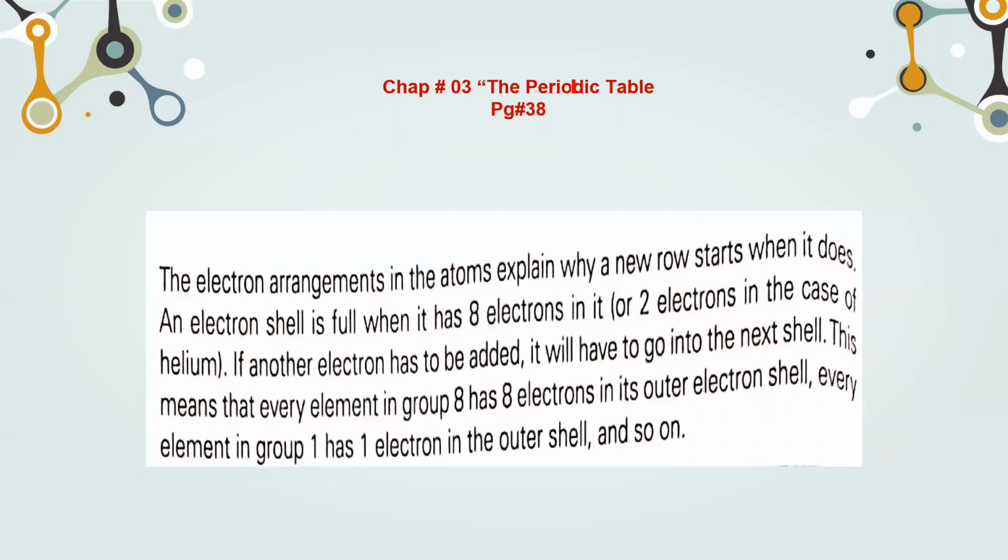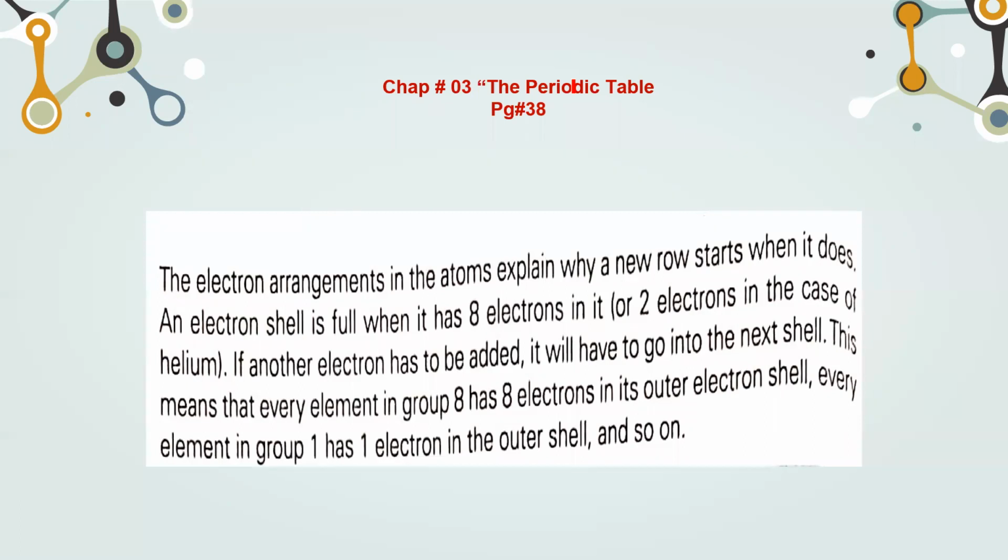The electron arrangements in the atoms are explained by when a new row starts. An electron shell is full when it has 8 electrons in it, or 2 electrons in the case of helium. If another electron has to be added, it will have to go into the next shell. This means that every element in group 8 has 8 electrons in its outer electron shell. Every element in group 1 has 1 electron in the outer shell, and so on.